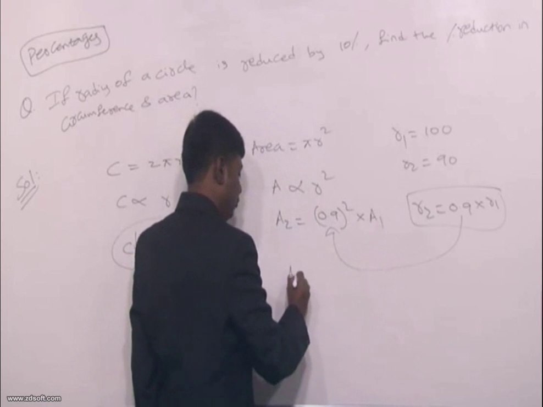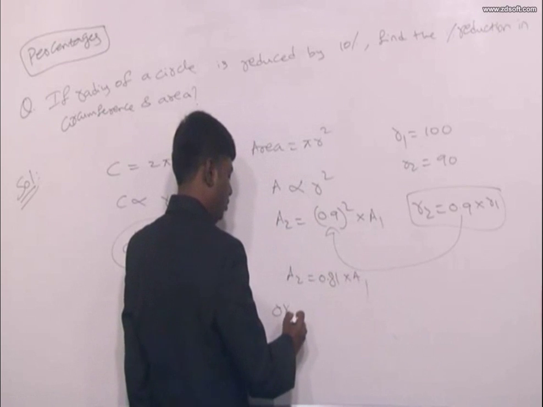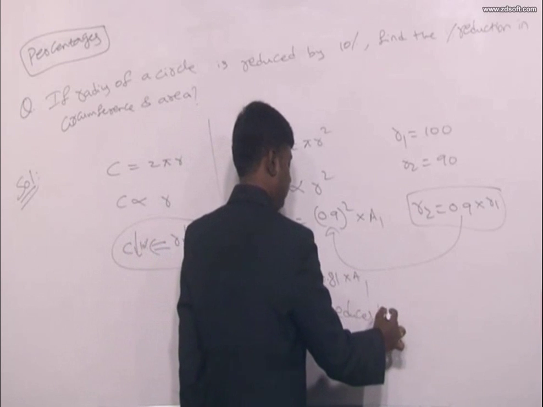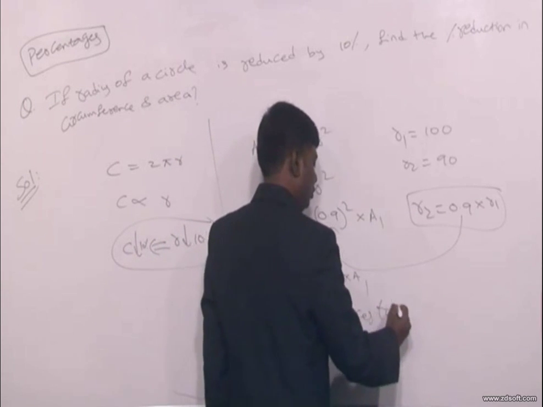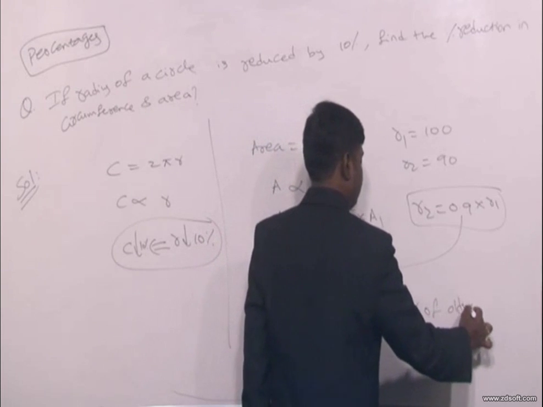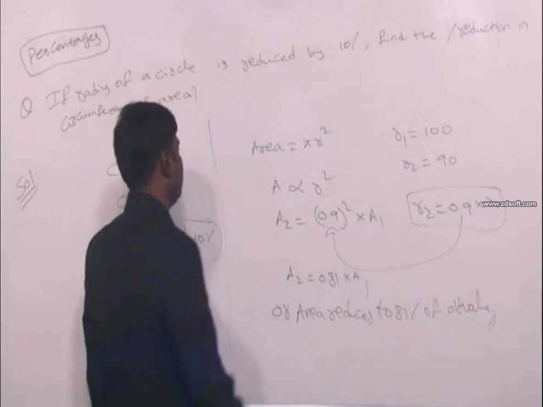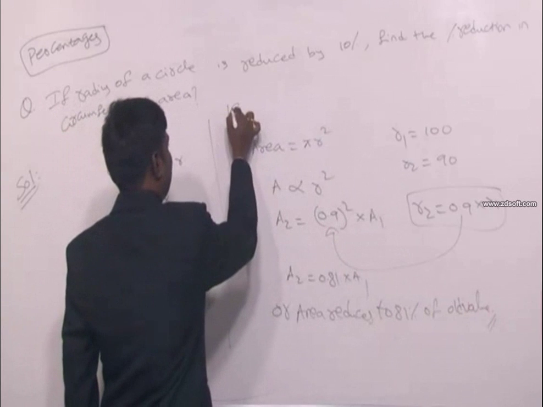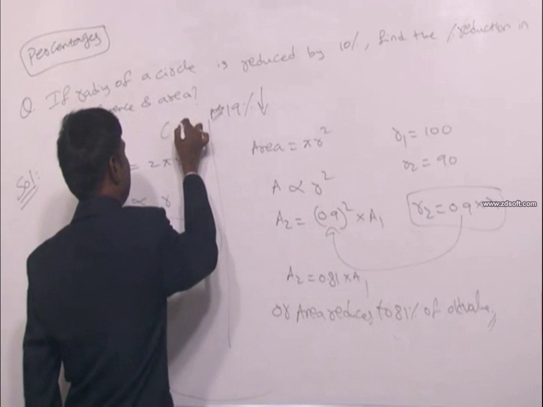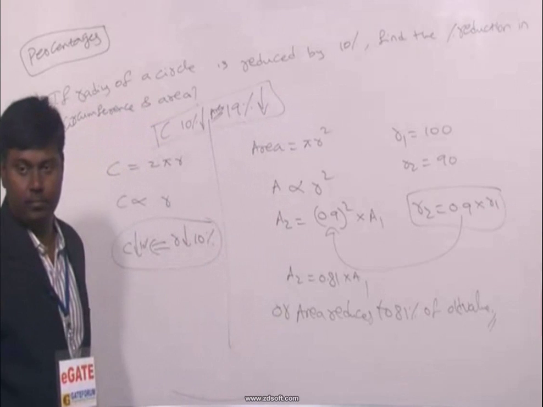Okay. So A2 is equal to 0.81 times A1, or area reduces to 81% of old value. So percentage reduction in area is 19%, whereas circumference is 10%.